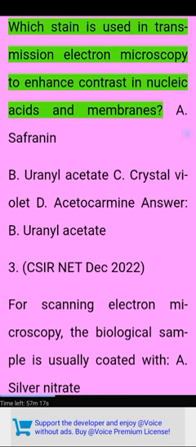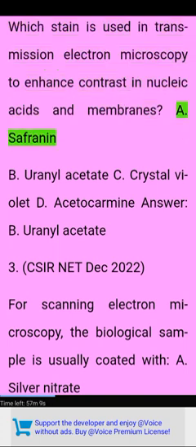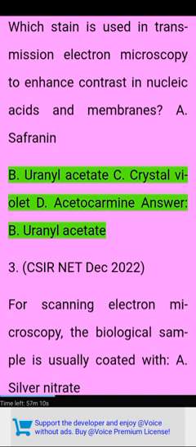Which stain is used in transmission electron microscopy to enhance contrast in nucleic acids and membranes? A. Safranin. B. Uranyl acetate. C. Crystal violet. D. Acetocarmine. Answer: B. Uranyl acetate.